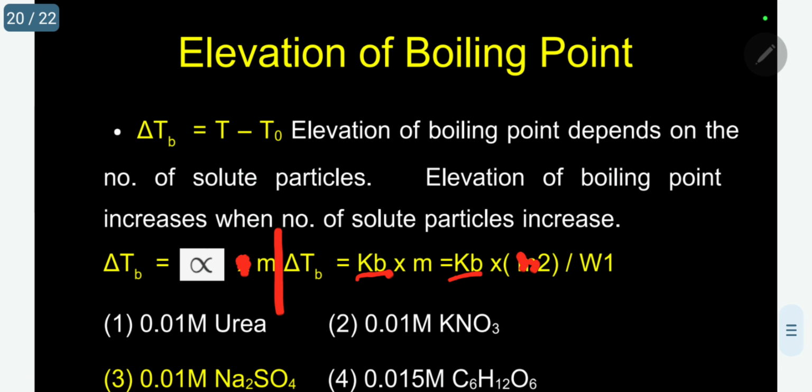Kindly follow. So it is the number of particles. As I already pointed out, the correct answer is 3 because this is 1 particle, this is 2 particles, this is 3 particles, and this is 1 particle. All organic molecules are covalent and will not get ionized. For inorganic compounds, you should be very careful and find out the number of particles. Here only 2 are inorganic: potassium nitrate, 2 particles, and sodium sulfate, 3 particles. So 3 is the correct answer.